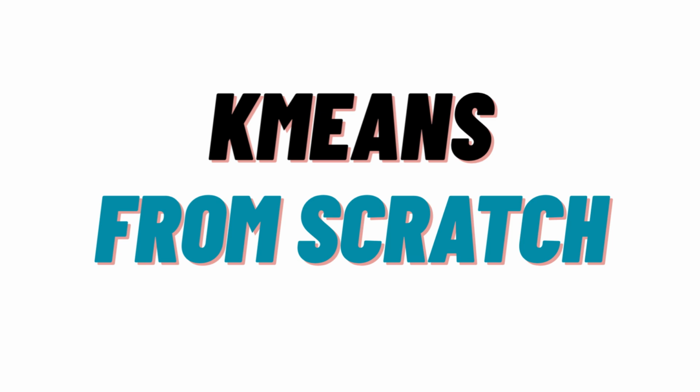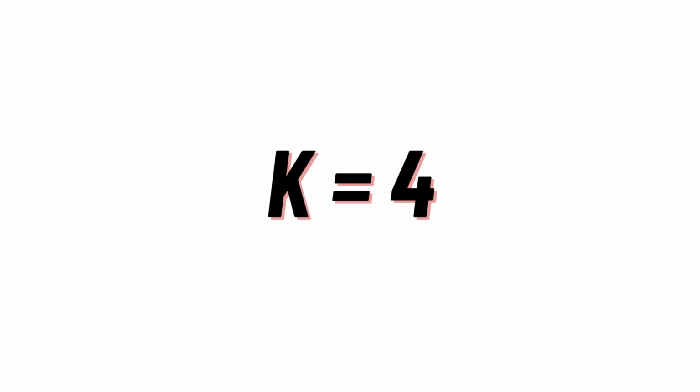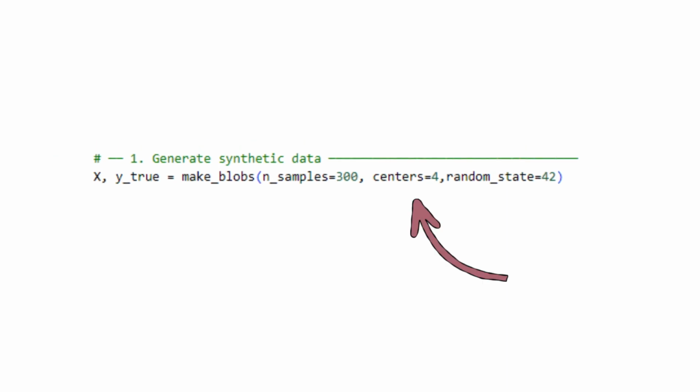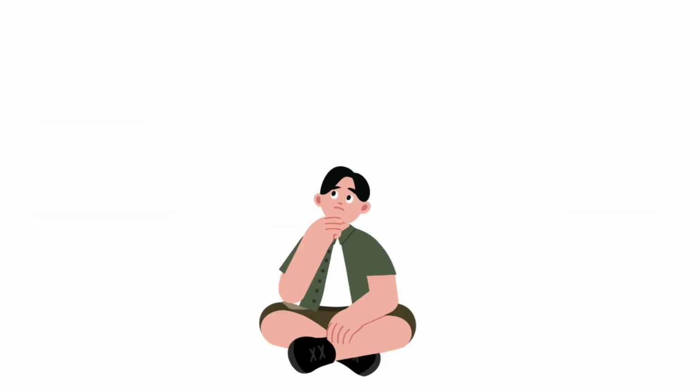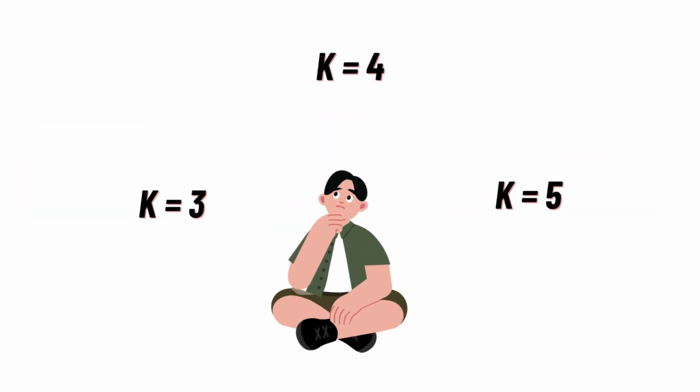Hey everyone! If you saw the last video, we built a fully functional k-means clustering algorithm from scratch. We used a fixed value of k equals 4 because we knew how our synthetic data was generated. But in the real world, your data doesn't come with a label telling you how many clusters it has. So, how do we find the optimal number of clusters?